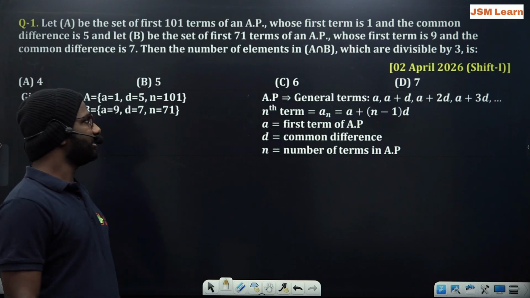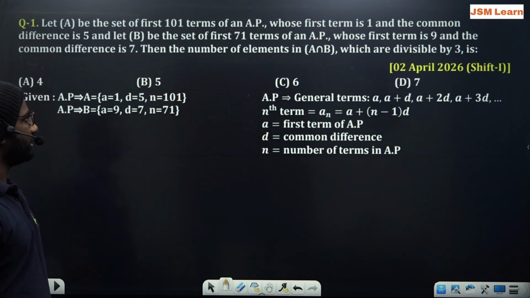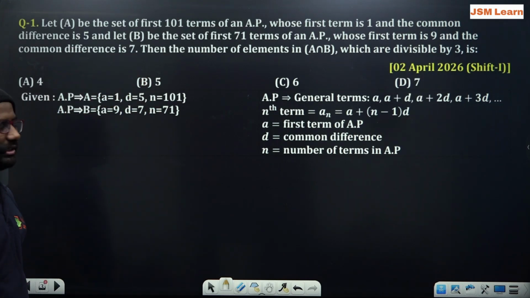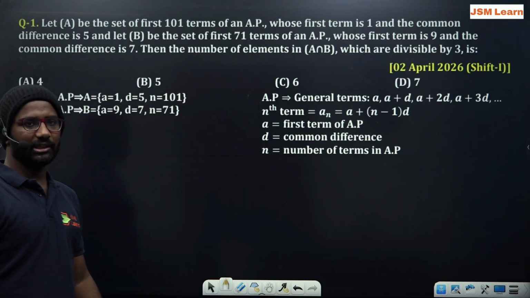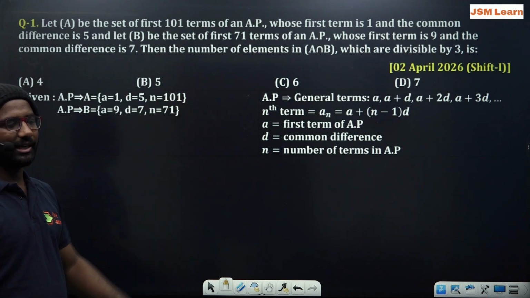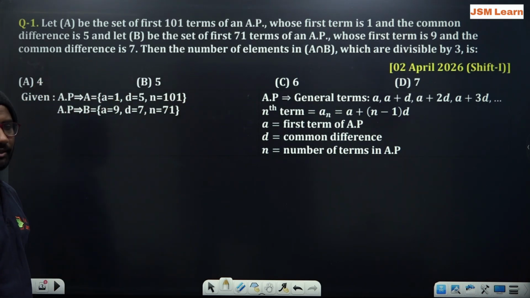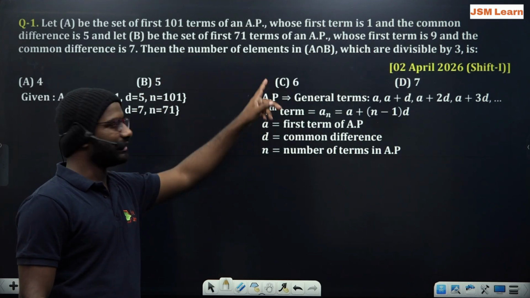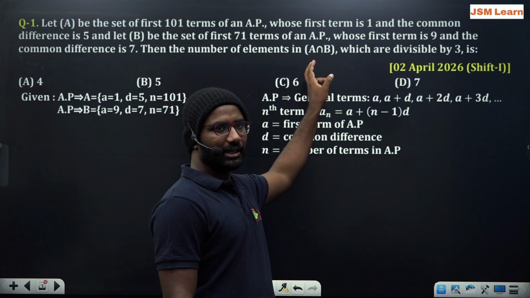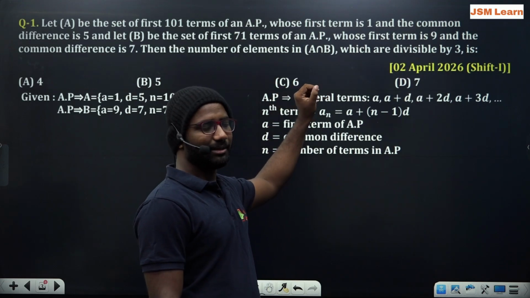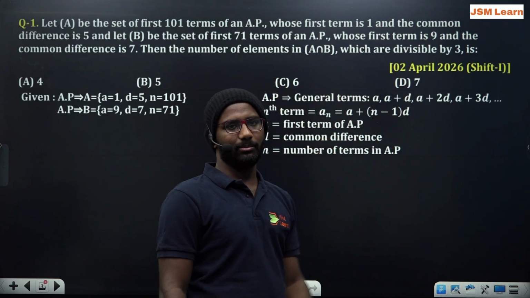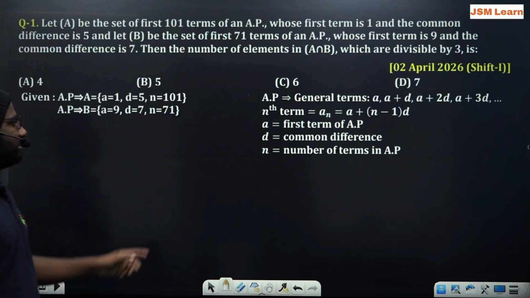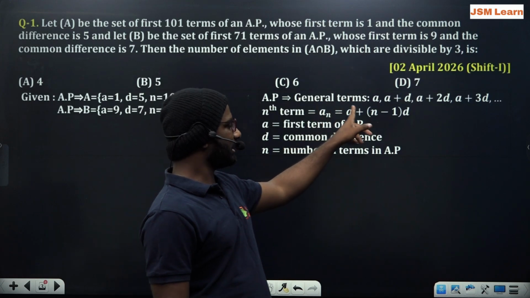The question says that set A contains 101 terms of an AP, the first term is 1 and the common difference is 5. In set B, there are 71 terms of an AP, the first term is 9 and the common difference is 7. Out of set A and set B, we need to find the common elements, that is A intersection B, and out of those elements, we need to find the ones divisible by 3. So we have noted down the given data.